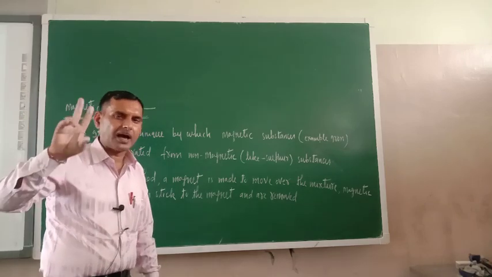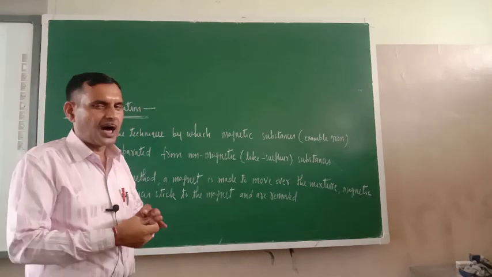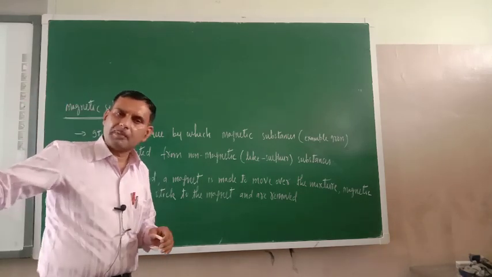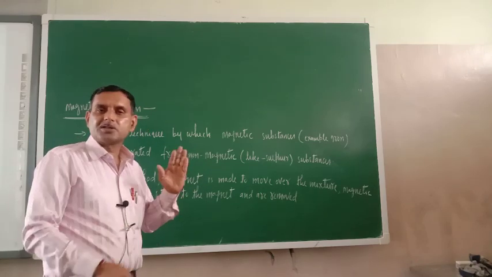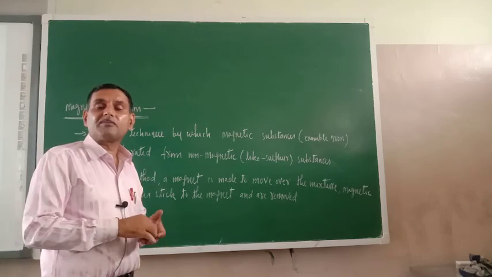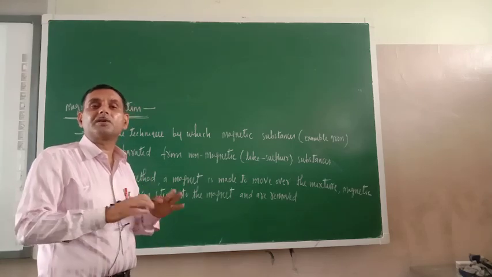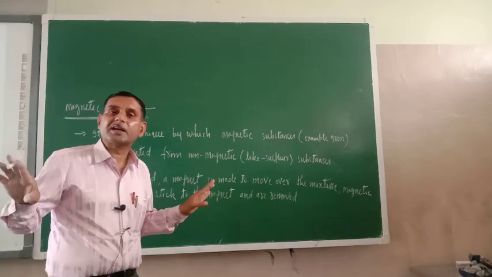For example, I have taken a mixture of iron and sulfur, and one magnet. If it is put in the mixture of iron and sulfur, iron is the magnetic material, it will stick to the magnet, while sulfur is a non-magnetic material, it will stay there only, it will not stick. In this way iron and sulfur are separated.